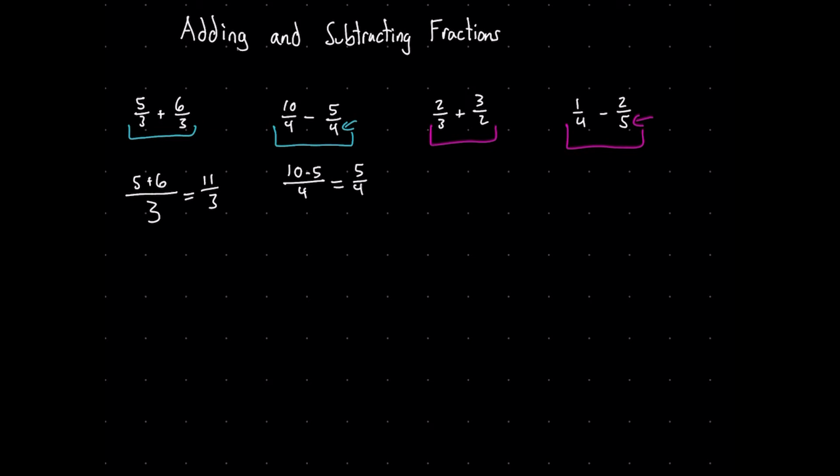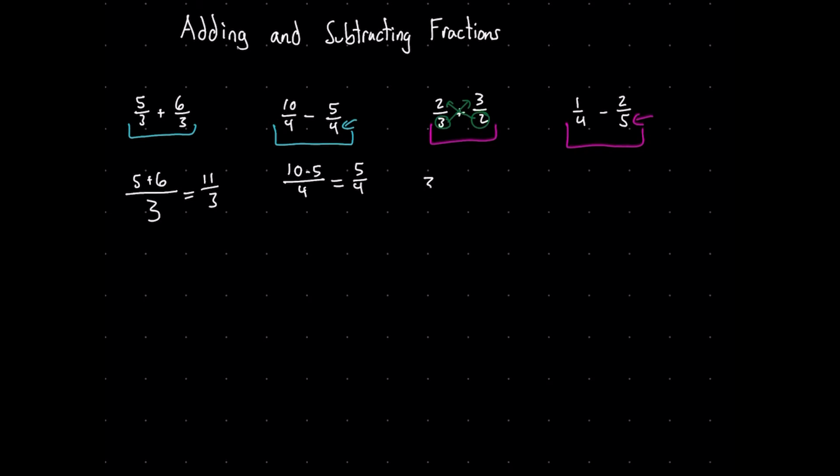Now, when you're given this case, when the bases are not the same, the goal is going to be to make the bases the same. Now, the easiest way to do this is multiply the opposite numerator by the given denominator. So in this case, we multiply this 3 by 3 and this 2 by 2. And we write that here to show. So you do 2 times 2 over 3 times 2 plus 3 times 3 over 3 times 2.